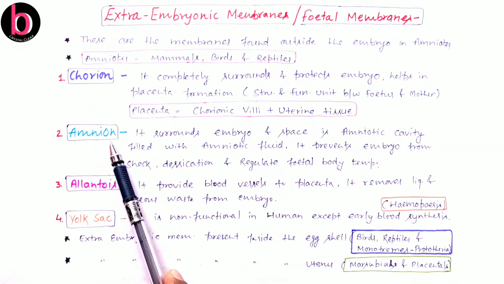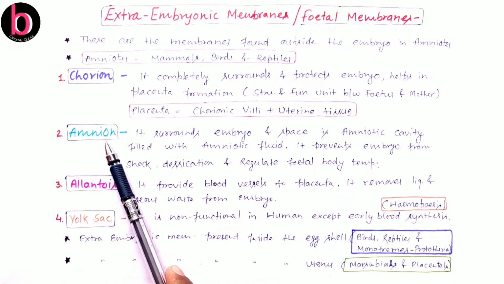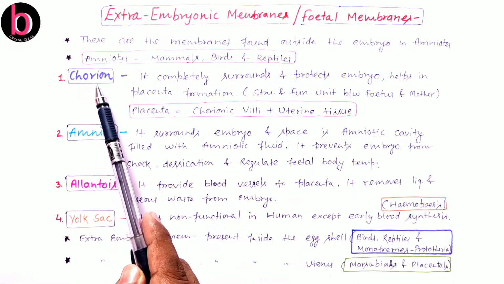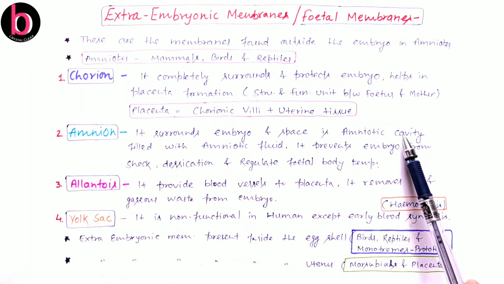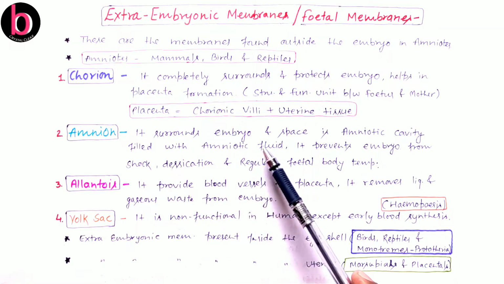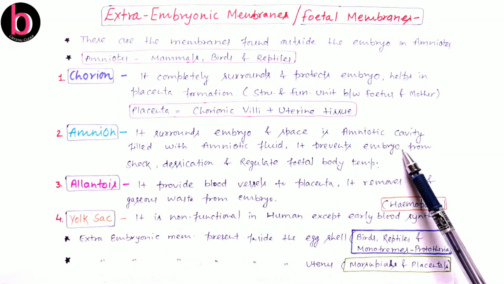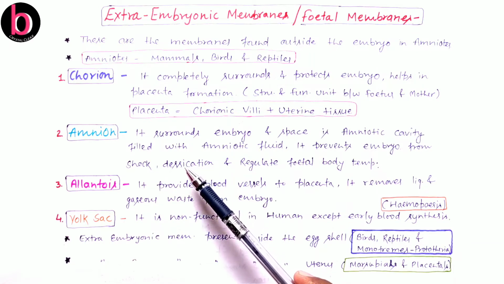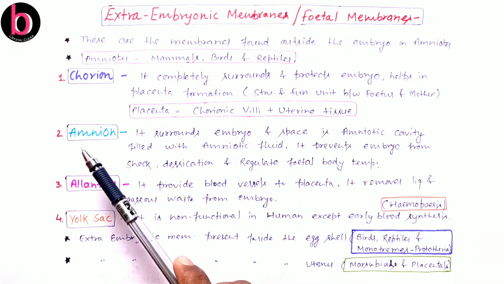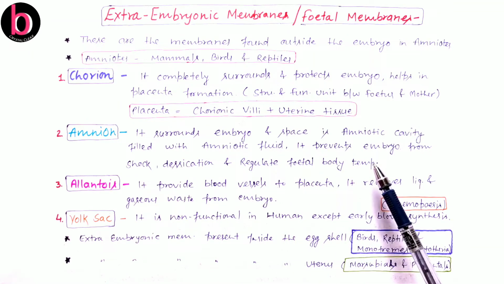The second layer is the amnion. This also surrounds the total embryo, but this membrane is just inside the chorion, and there is a space in the amniotic membrane that is known as the amniotic cavity, and this is filled by a liquid known as amniotic fluid. This fluid prevents the embryo from shock as well as desiccation, that is extreme drying or water loss. This membrane, by its fluid, also regulates embryonic body temperature.